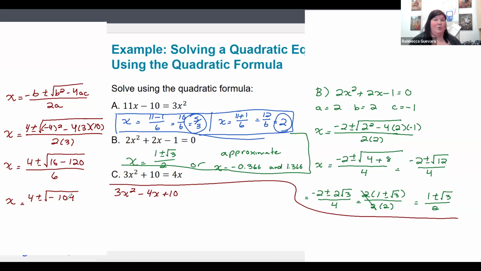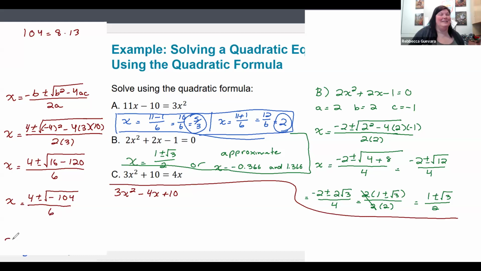Right, just going to check something here quickly. Okay, so we just need to simplify that. So 104, put it up here. That's actually going to be 8 times 13. That's what I need to check out. This can be divided by 6. So we'll have 4 plus or minus. We have that negative here. So remember that negative can come out as an i. So then I'm just left with the 104 here.